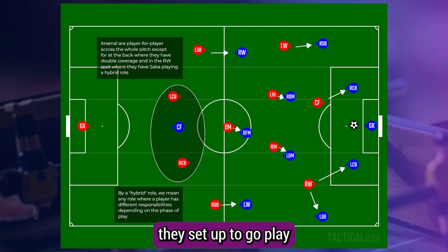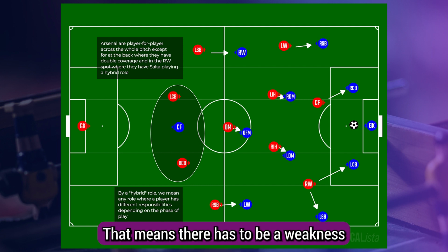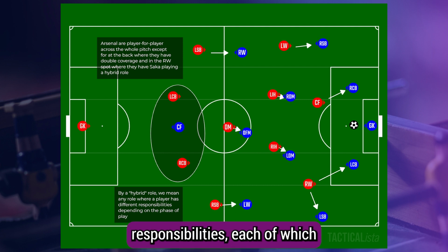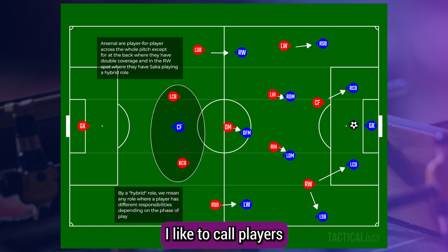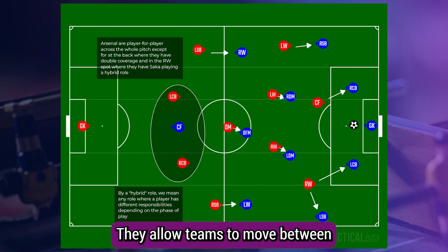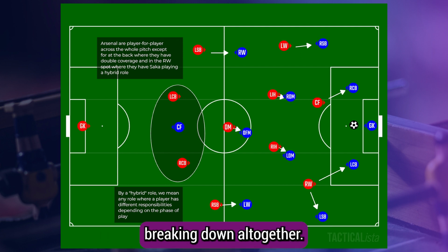As you can see, they set up to go player to player across the field except for two areas. One is the centre-back area, where they have double coverage. That means there has to be a weakness to compensate for it somewhere else, which, in Arsenal's case, is the RW spot. For Bukayo Saka, usually, he is tasked with two marking responsibilities, each of which he will pick up in different phases of the game. I like to call players with this sort of dual responsibility hybrid players. They allow teams to move between zonal and player-oriented approaches, without the structure breaking down altogether.